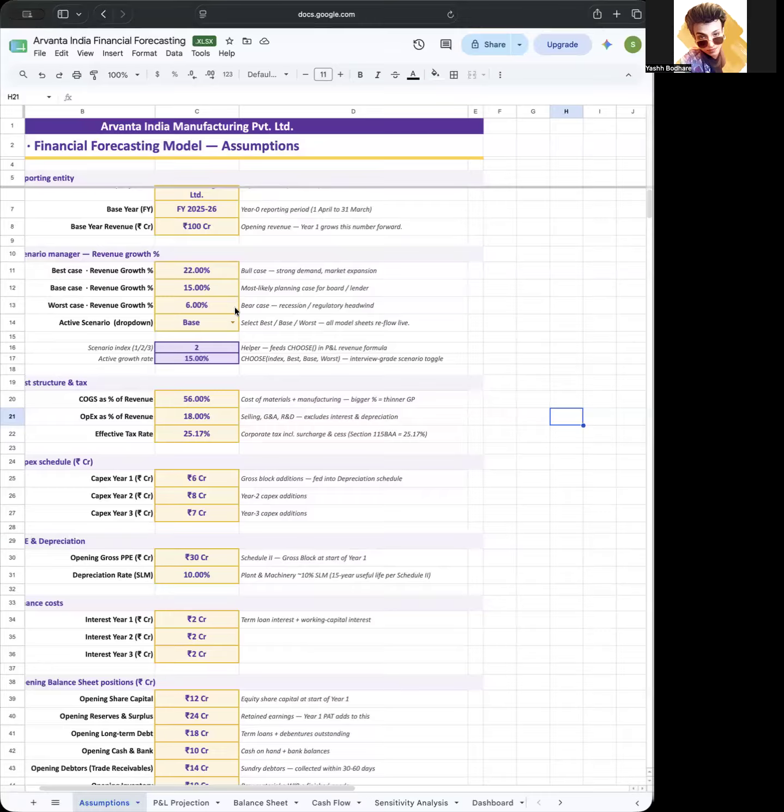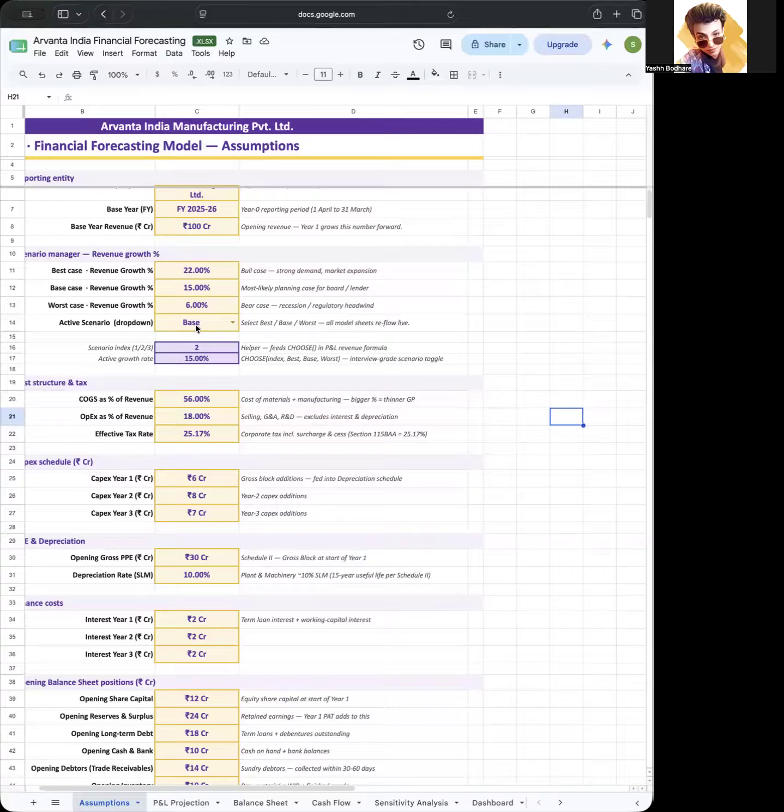It answers an important question: even if growth slows significantly, can the company remain profitable, generate cash, and meet its financial obligations? Now, there's an active scenario. That's the base scenario.